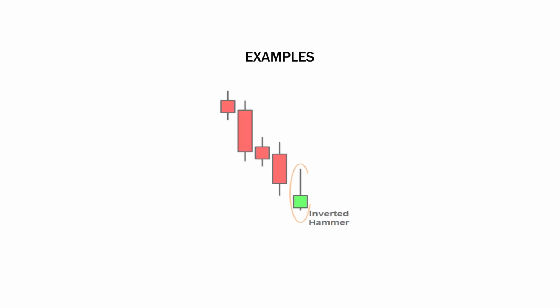Let's explore an example. In this example, we see a downtrend of candles got stopped and make a clear inverted hammer. It will give us a clear signal to take a buy trade, and stop loss must be placed below the inverted hammer candle.